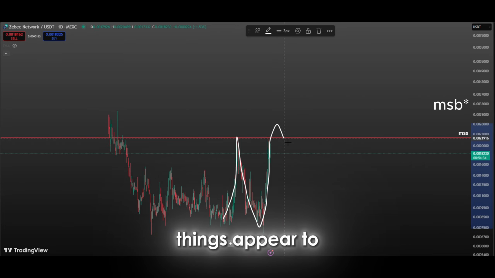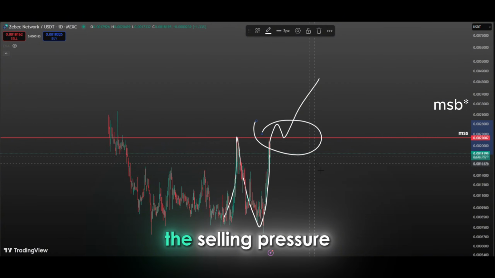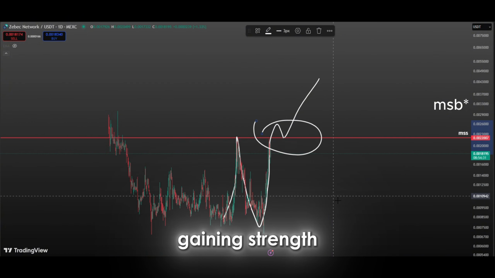However, this time things appear to be different. As the price approaches this level again, the selling pressure seems to be diminishing and buyers are gaining strength.